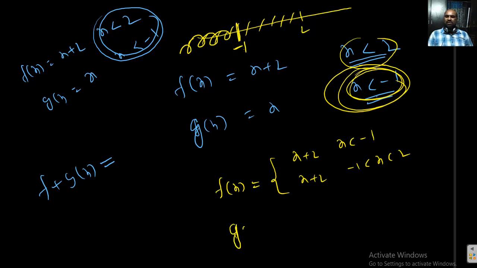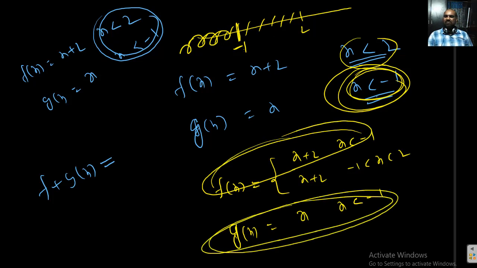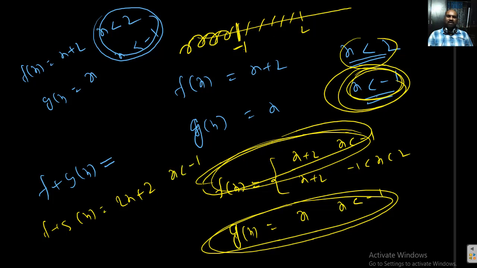Next, g of x is equal to x for x less than minus 1. Now I can add these two rules. So f plus g of x, the addition of these two, is 2x plus 2 for x less than minus 1. In this way we can add. If their domains are the same, we can add. If domains are not the same, we can't directly add.